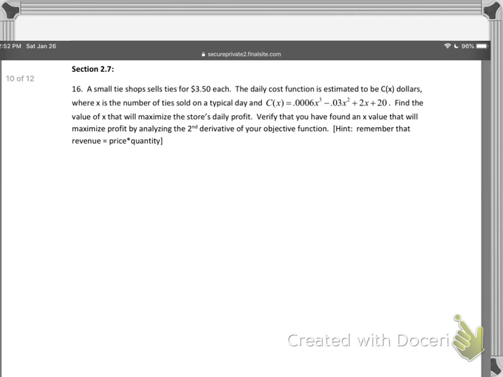Problem 16 says a small tie shop sells ties for $3.50 each. Okay, so that is your price. Okay, so they're selling it for that much each. So that's a price. The daily cost, okay, here comes a cost, function is estimated to be C(x) dollars, where X is the number of ties sold on a typical day. So here's my cost function.